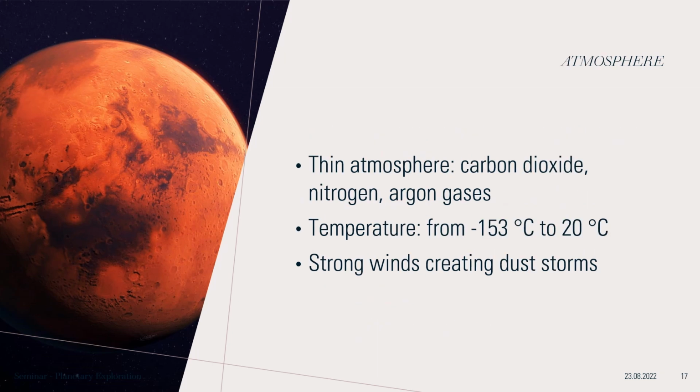The next topic is the atmosphere of Mars. Mars in general has a very thin atmosphere, which consists of carbon dioxide with 96%, nitrogen and argon gases with around 2% each, and some other things as well. The temperature on Mars ranges from minus 153 degrees Celsius to 20 degrees Celsius.